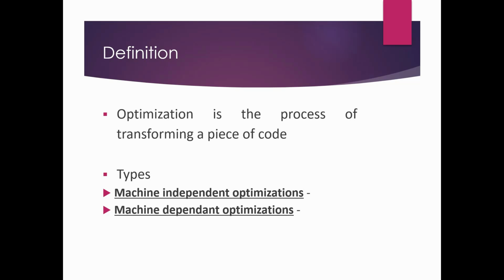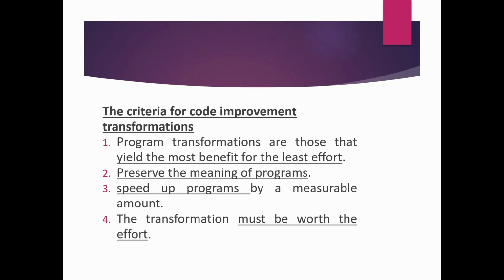Optimization is classified into two types. The first one is machine independent optimization and the second one is machine dependent optimization. Machine independent optimization is program transformation that improves the target code without taking into consideration any properties of the target machine. Machine dependent optimizations are based on register allocation and utilization of special machine instruction sequences.